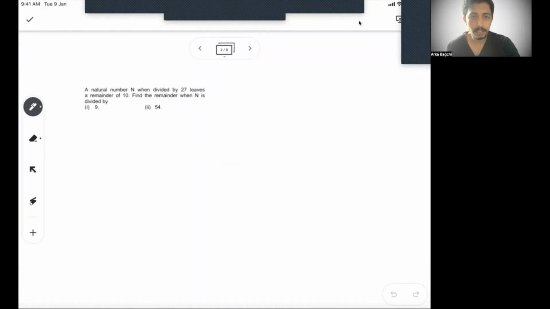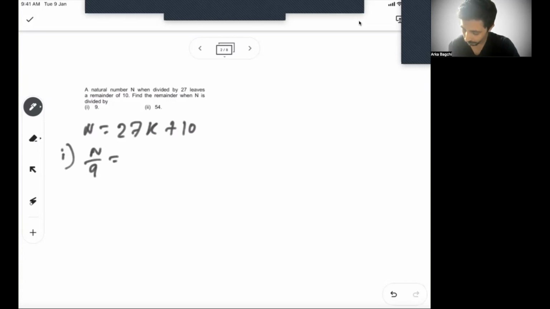The next problem says a natural number n, when divided by 27, leaves a remainder of 10. Okay, so can I write n as 27k plus 10? Okay, 27k plus 10. So in the first case, if it is divided by 9, so n divided by 9, that means 27k plus 10 divided by 9. So 27k divided by 9 plus 10 divided by 9.